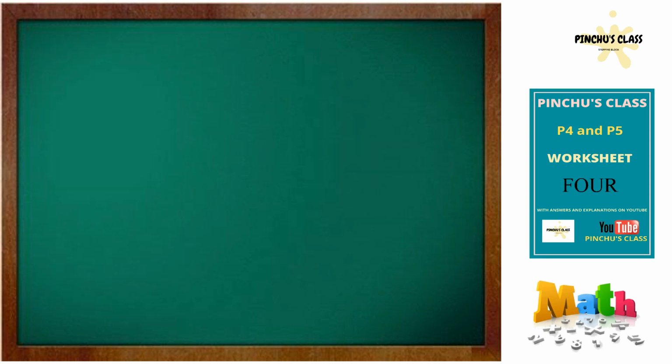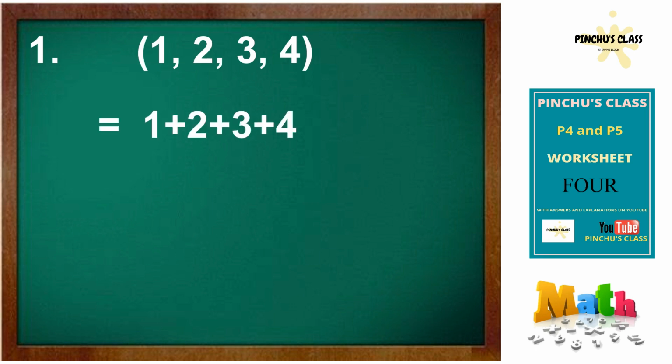Number 1 says find the sum of the first 4 counting numbers. So we are going to first list down the first 4 counting numbers, that is 1, 2, 3 and 4. Remember, counting numbers start from 1. So after that we get 1 plus 2 plus 3 plus 4, and that gives us 10. Let's go to number 2.